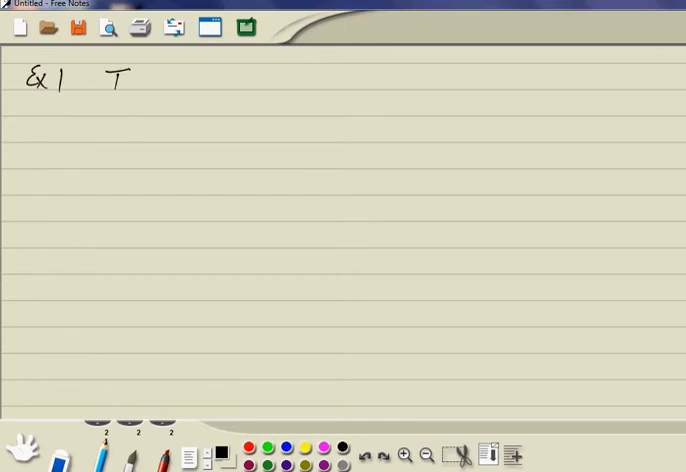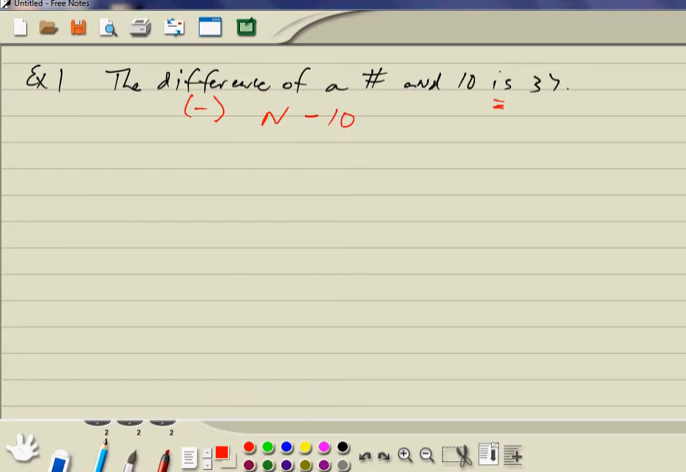Example number one says the difference of a number, abbreviate here, and 10 is 37. Well, first of all, we know difference means subtraction. We know is means equals, the equal sign, so we got that. So the difference of a number, that number can be anything or any letter, so let's just make it n, and it's the difference of n and 10 is 37. So it's n minus 10 equals 37.